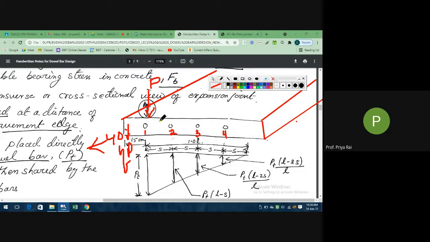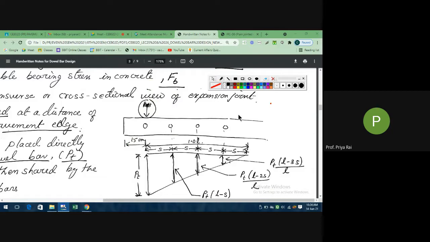Now tell me, among these 4 people, who will carry the maximum load, maximum of the 40% of P? Which one? 1, 2, 3 or 4? Which one will carry the maximum amount of load?